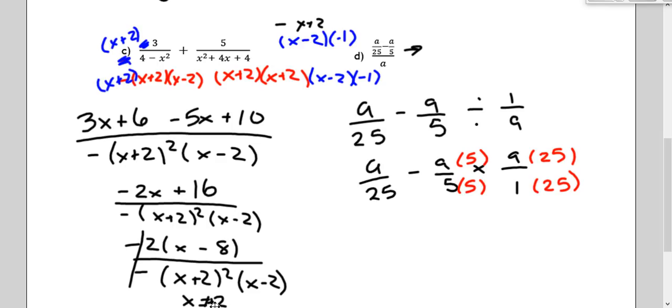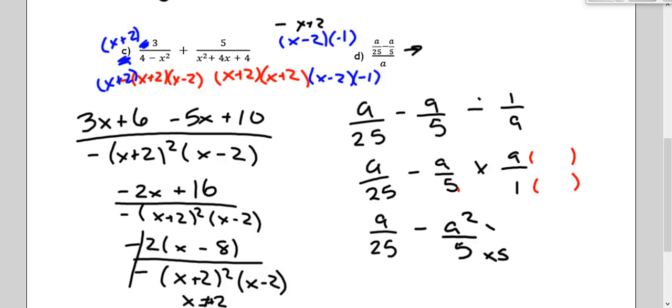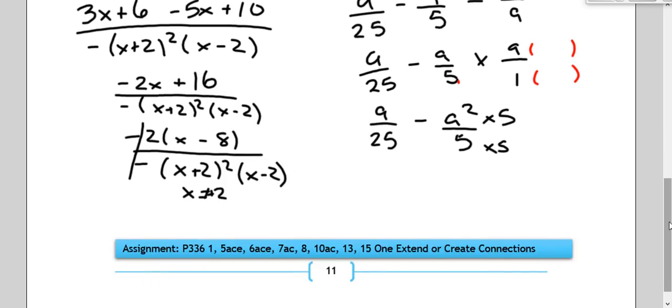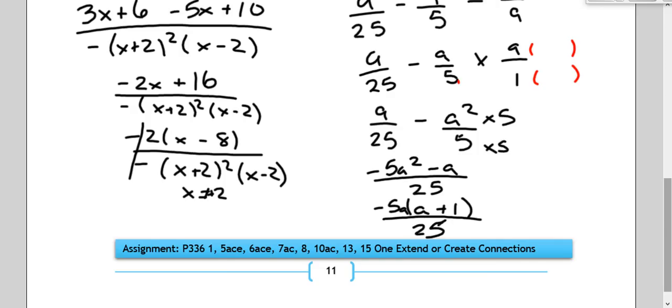So this becomes, BEDMAS, so do your multiplication first. So a over 25. Oh, wait a second. Do your multiplication first. So minus a squared over 5 times 5 times 5. So then that gives us negative 5a squared minus a over 25. We would factor out the negative 5 to give us negative 5a, so it would be a plus 1 over 25. This would cancel, so then you would have negative a plus 1 over 5.